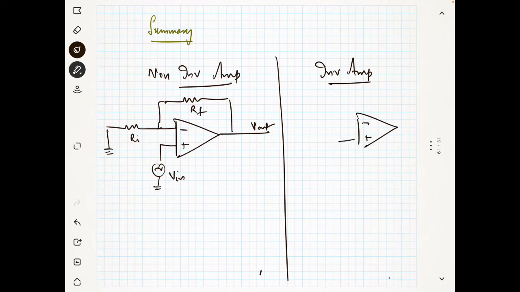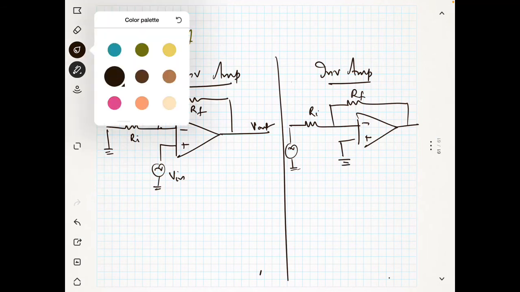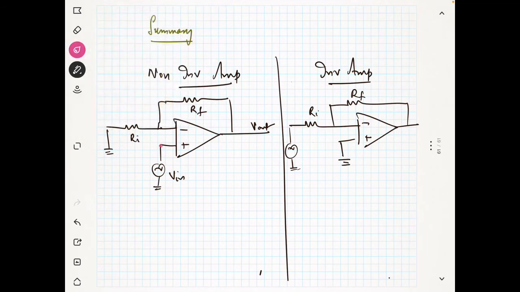Minus, plus, that's it. This is RF, this is RI, but I will give the input to the minus terminal. That's why it's known as the inverting amplifier. Okay, inverting amplifier. Now this is grounded. Now I told you about the voltages. This voltage is V in, so this voltage also will be V in.